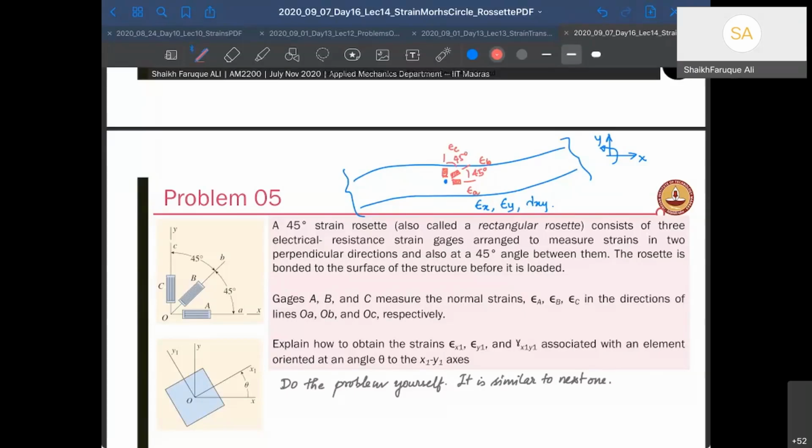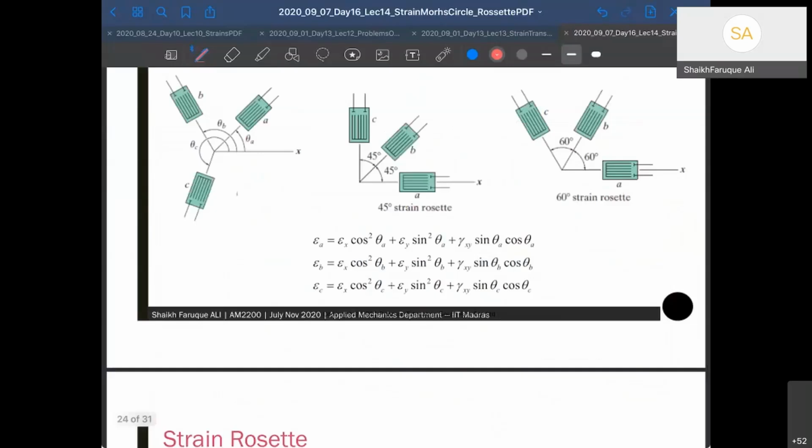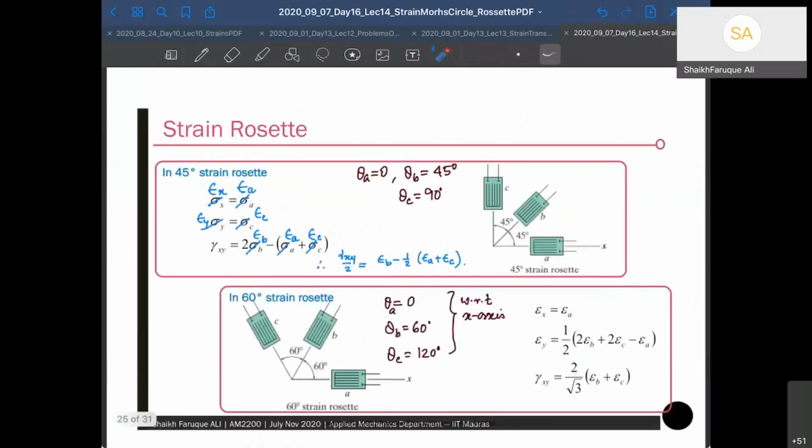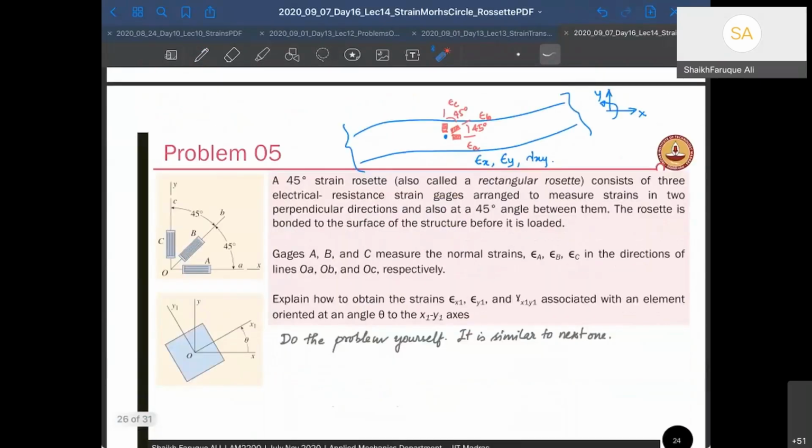Now you know epsilon A, epsilon B, epsilon C. You put those values back into this expression. Then the unknowns in these equations are epsilon X, epsilon Y, and gamma XY. These three are unknown because theta A, B, C are known. They are given by the expression, 45 degree and 90 degree. And these three are obtained from measurement. You'll get a matrix, invert that matrix, and you'll get epsilon X, epsilon Y, and gamma XY. That's the objective of having a strain rosette. So this is a similar problem given here, which you can solve and do.